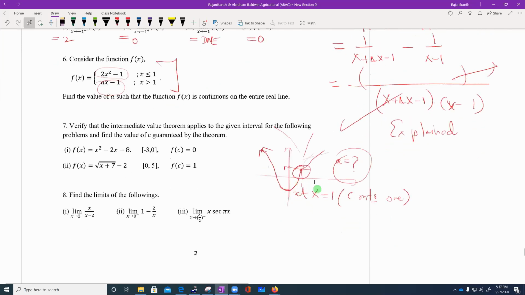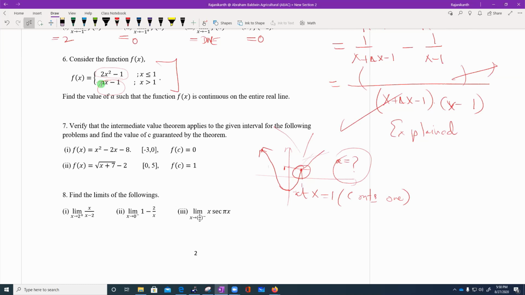Right? So if you want to make the function continuous at 1, what will be the corresponding a? How do you find that a? a could be any real number. What is your suggestion? Would it have to be the same value that it left off at? So it would have to be a 1, wouldn't it?